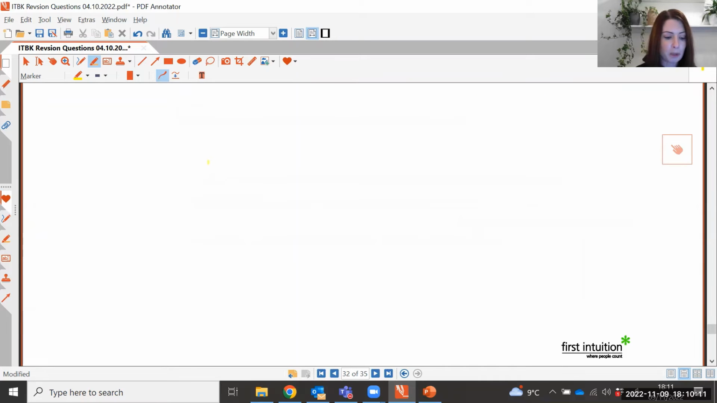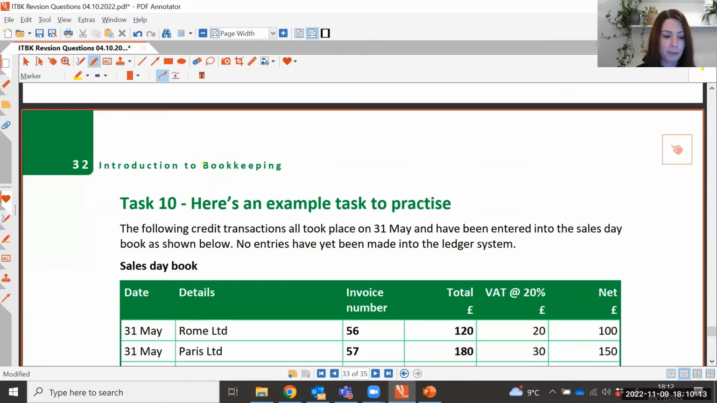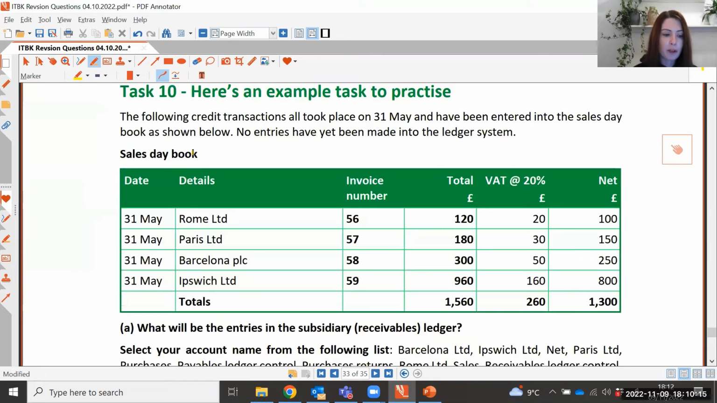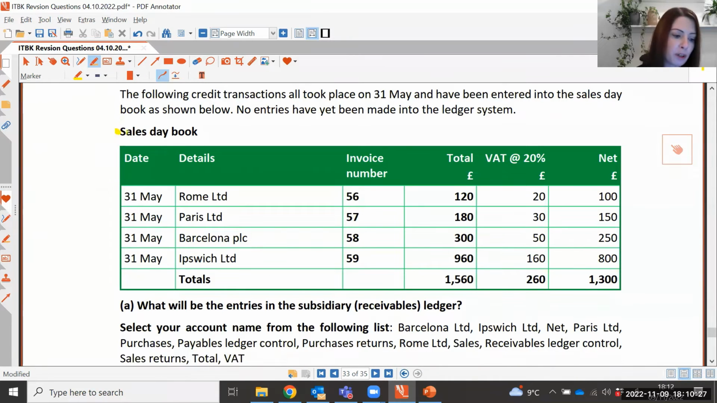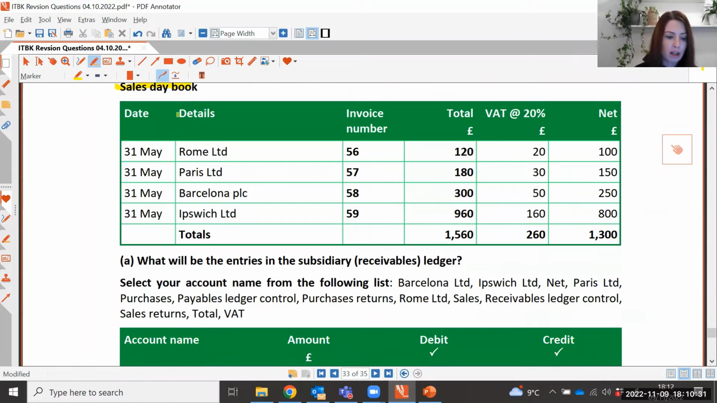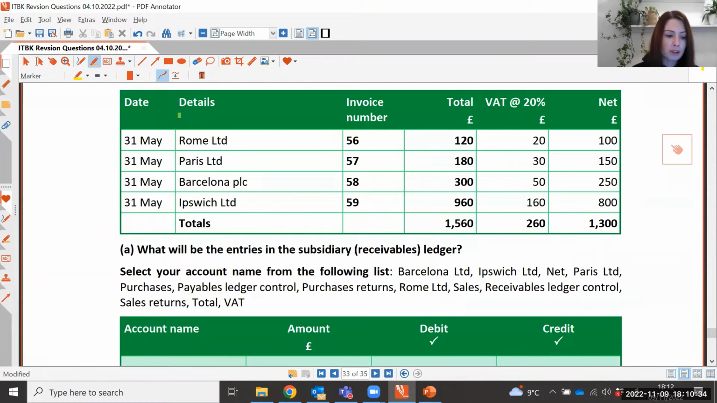Okay, so let's move on and have a little look at a task now. The following credit transactions all took place on the 31st of May and have been entered into the sales day book as shown below. No entries have yet been made into the ledger system. So we can see here that we've got an extract from a sales day book, and we've got some different credit customers.